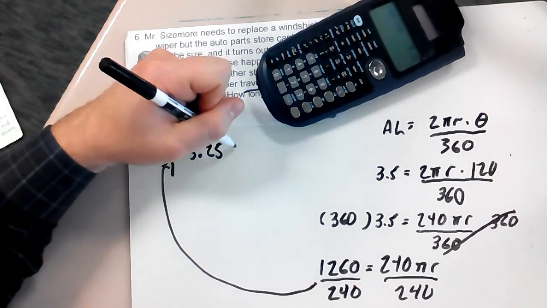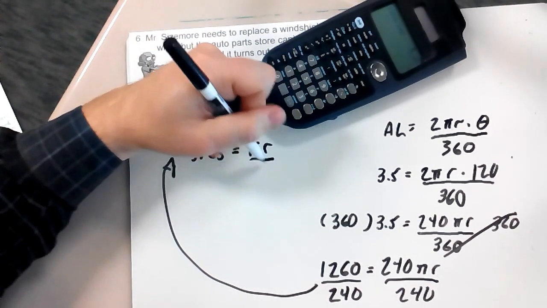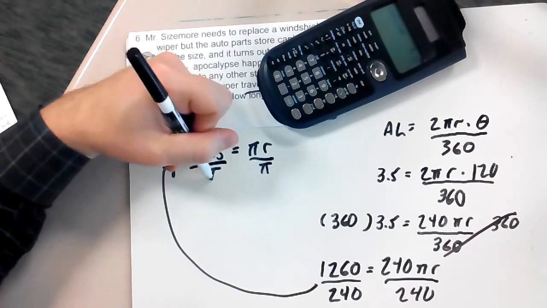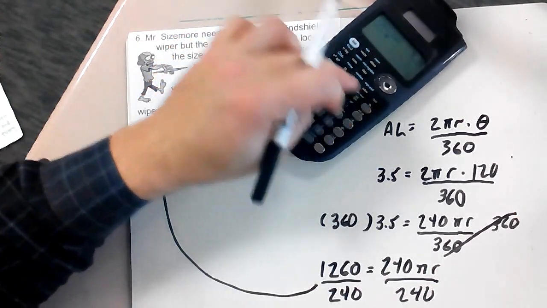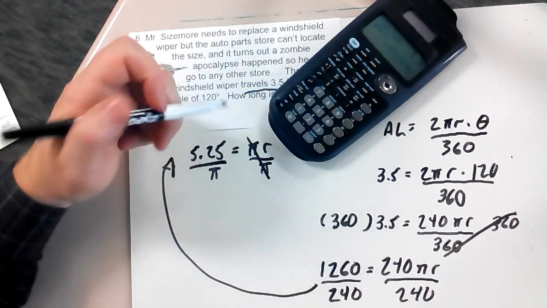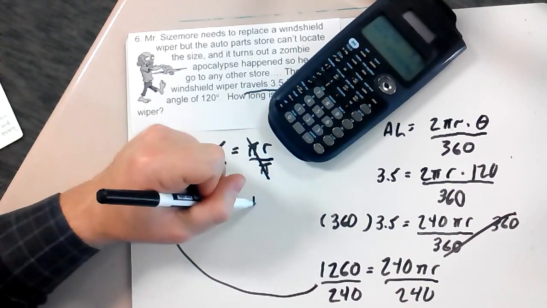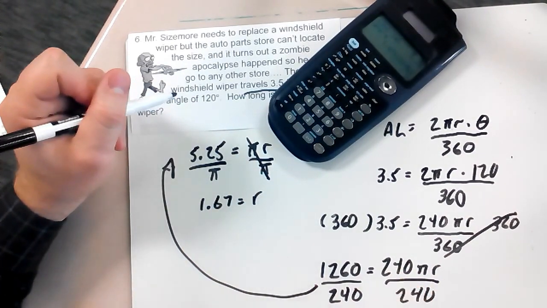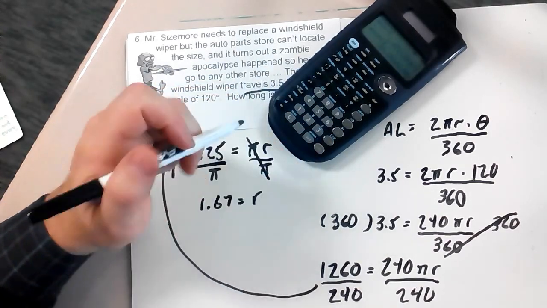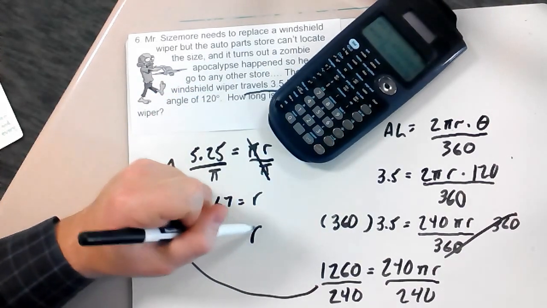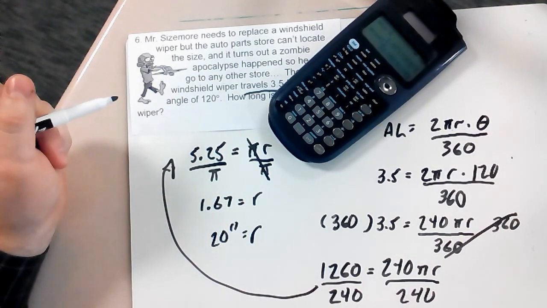5.25 equals pi r. Now I'm going to divide by pi. As I stated in my other video, you want to do that in 2 steps because there are a lot of calculator issues with that. And I get 1.67 equals r. For the record, windshield wipers are measured in inches. I'm going to multiply that by 2, and he needs a 20-inch windshield wiper.